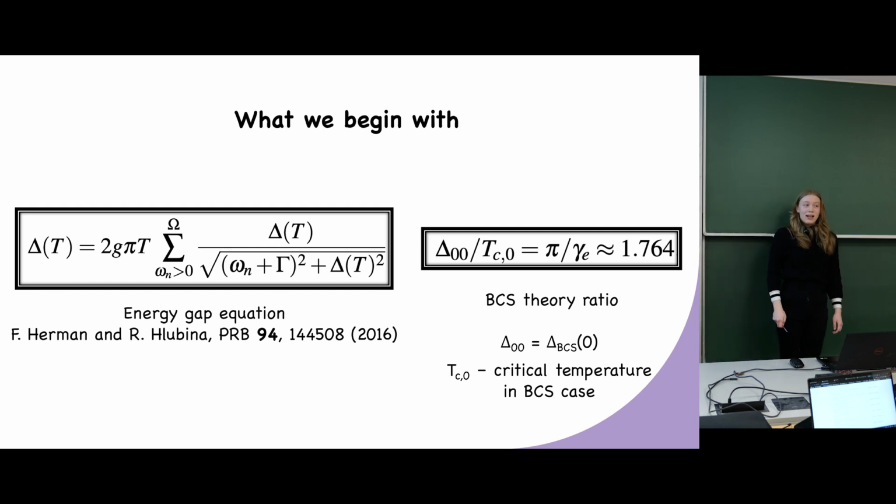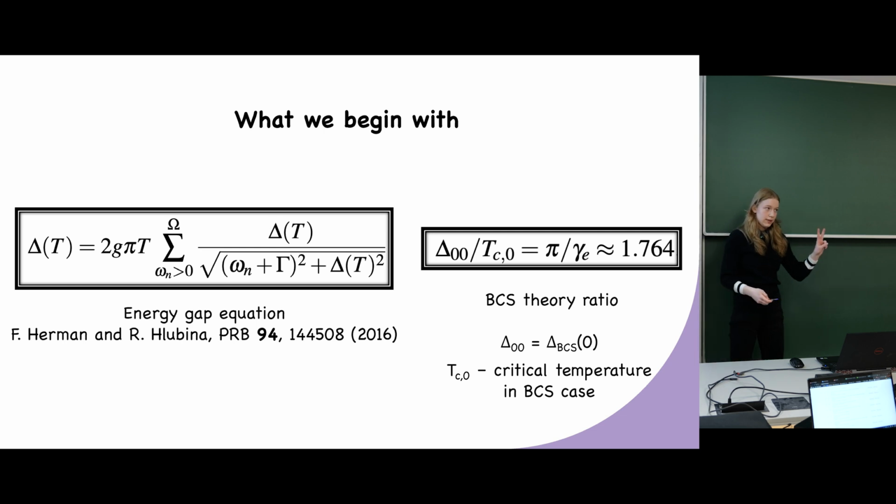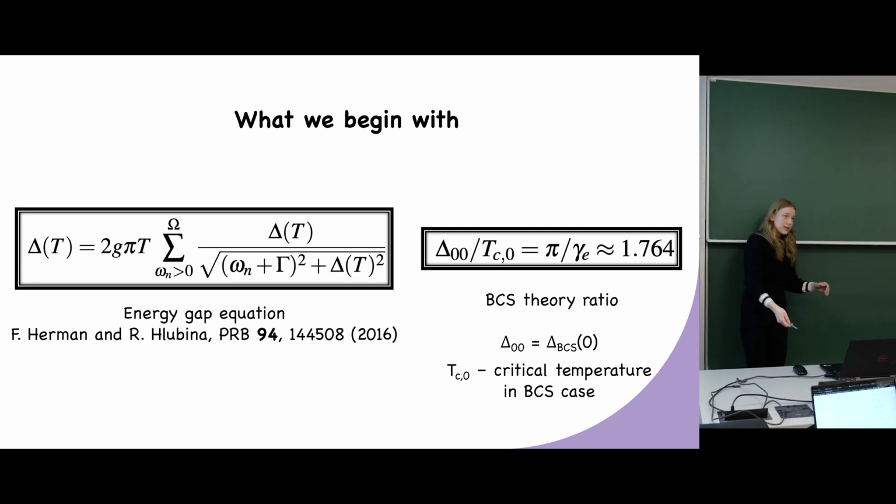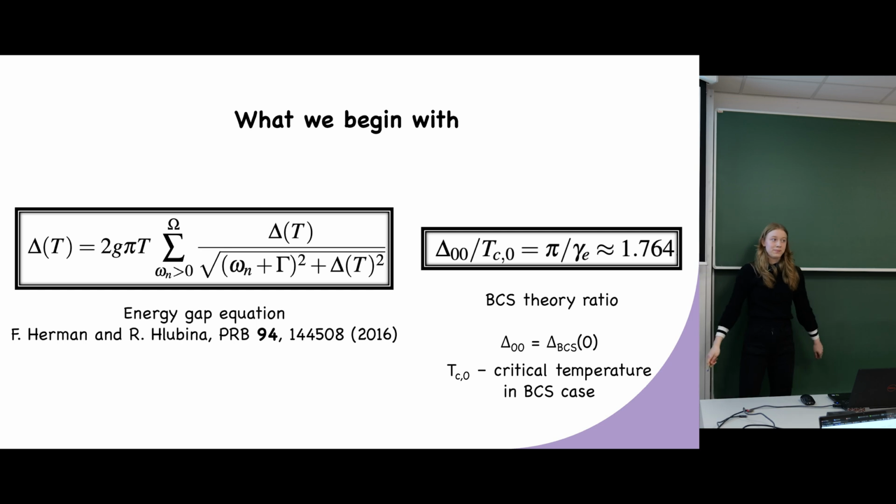So before we begin our calculations, I'd say that at the beginning of any calculation, we will compare the energy gap equation in two cases: in the BCS case, where gamma is zero, and in the Dynes case, the general case, where gamma is not zero. And when I say clean case, I will mean the BCS-theory case.